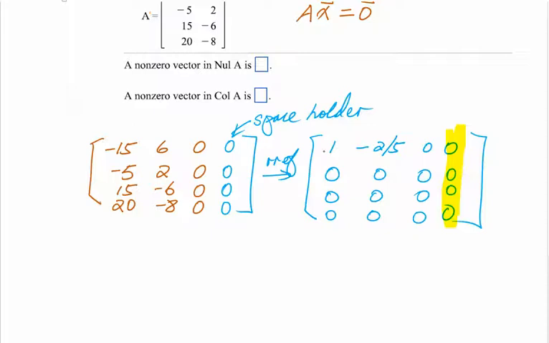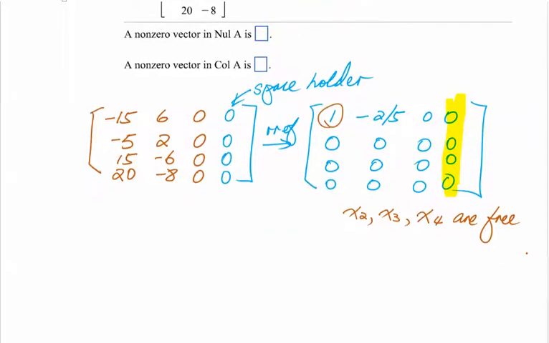We have 1 pivot position. So that tells me x2 is free, x3 is free, and also x4 is free. So now I have 3 free variables. That tells me eventually I will find that my null space has dimension 3 and my column space has dimension of 1.